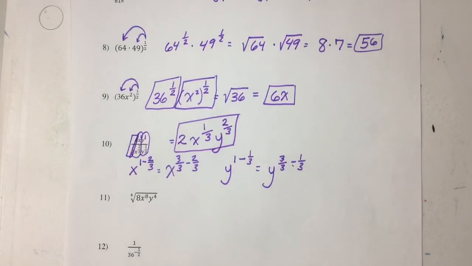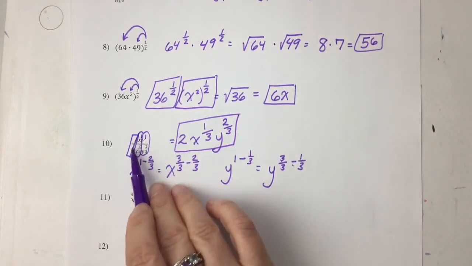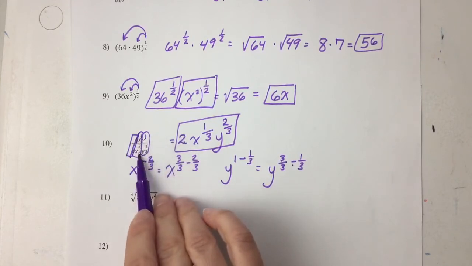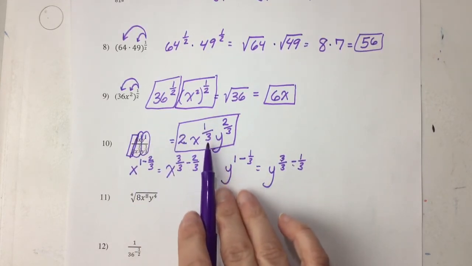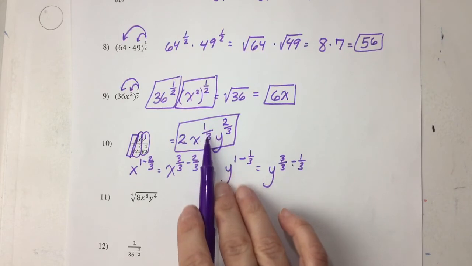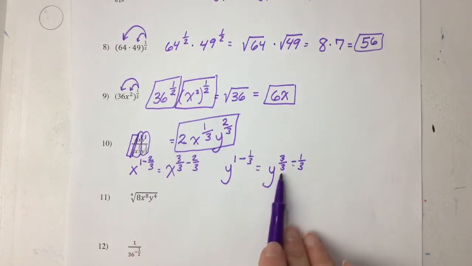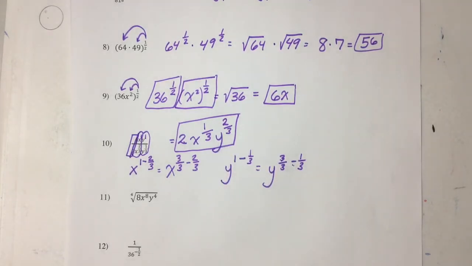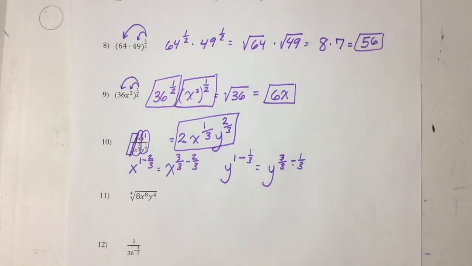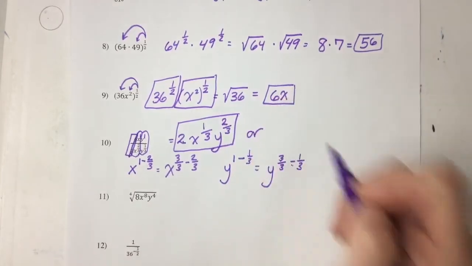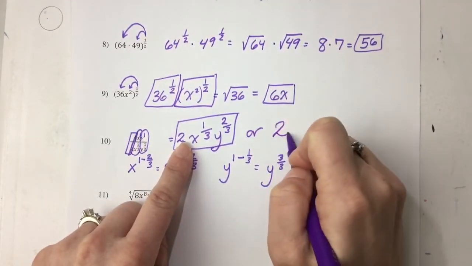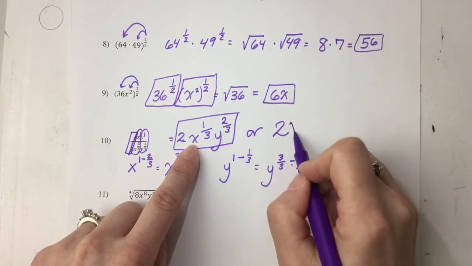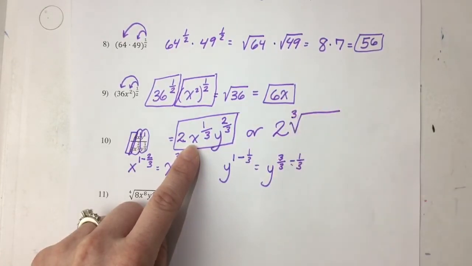Now that one was a little bit tricky. You just divided the numbers in front. 4 divided by 2 is how I got the 2. 1 minus 2/3, we found it to be 1/3, so x has an exponent of 1/3. 1 minus 1/3, we made that common denominator. Y had an exponent of 2/3. You can leave it like this, but I'm going to show you, this is kind of cool. 2 would be out front. Both of these have a denominator of 3, meaning I could put them underneath the cubic root.